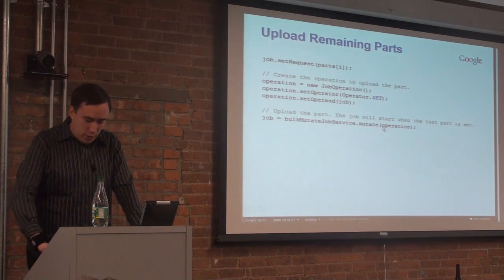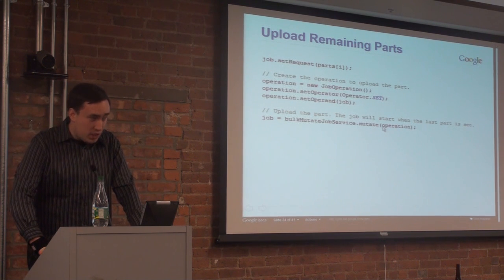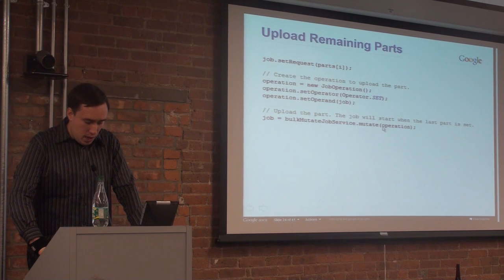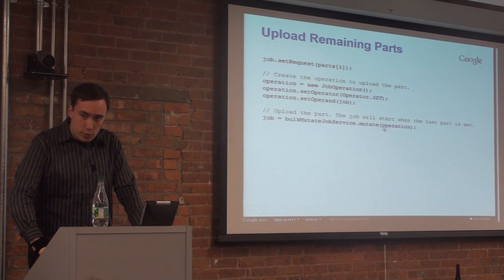This is an example of how you would upload your remaining parts. You'd have some sort of loop that for each part would set that part on the job, create a set operation on that job now that it has the new part inside of it, and then call the mutate method again.